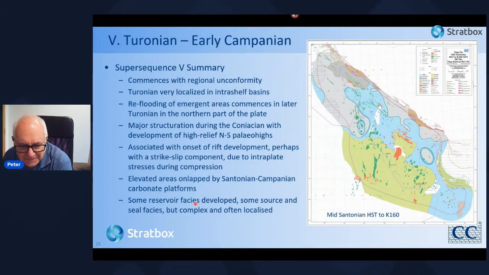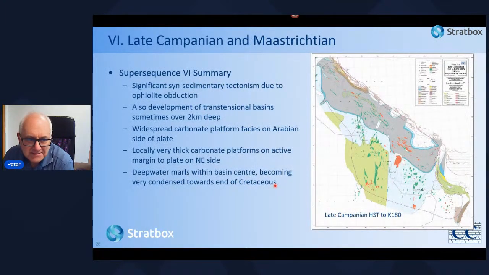Some reservoir facies are developed, and there's some source, but seal facies are often complex and often quite localized. This is a summary of supersequence 6, late Campanian to Maastrichtian age. We see evidence of significant sedimentary tectonism due to the onset of ophiolite obduction at various points along the plate margin, and also the development of very deep, probably transtensional basins.